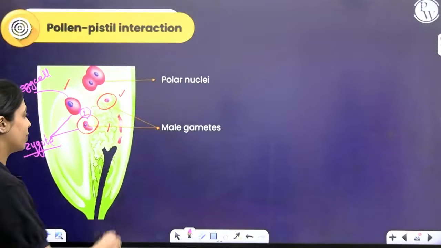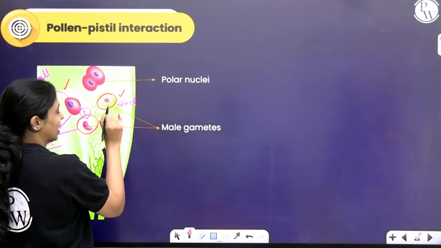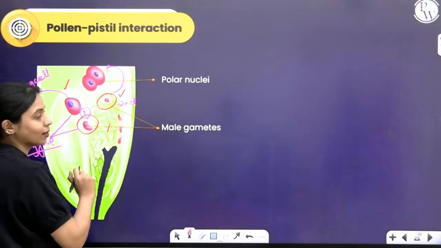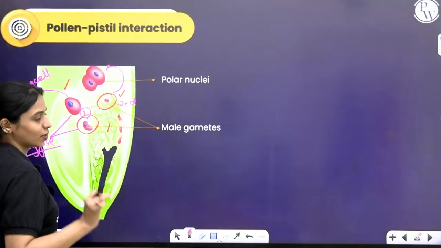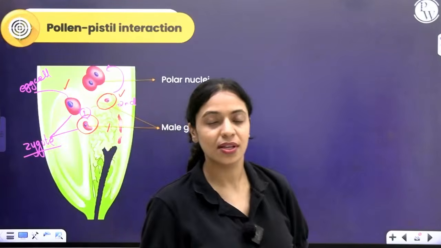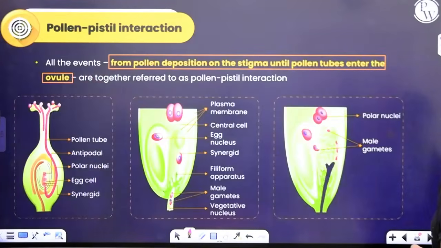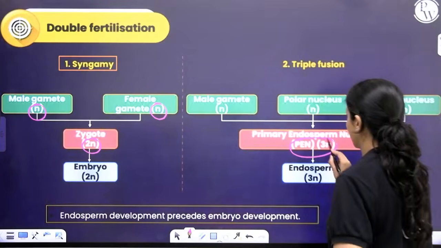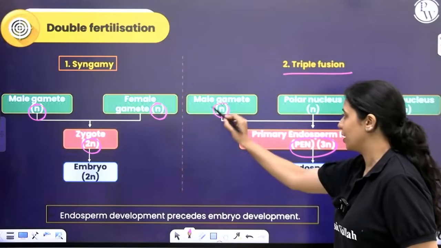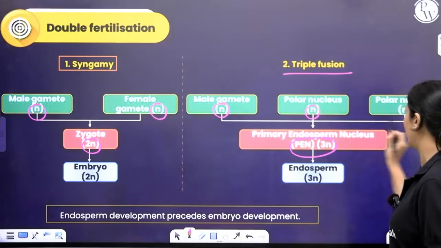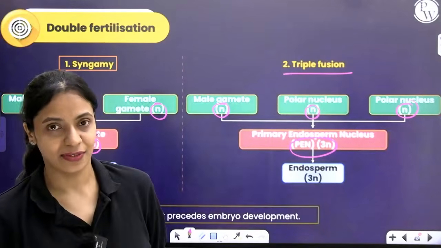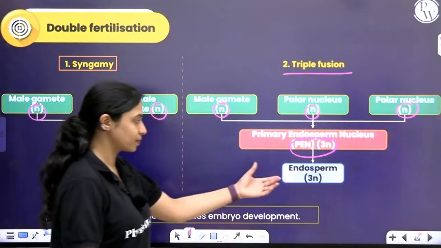What happens to the second male gamete that is here? The second male gamete will fuse with the polar nuclei. Remember, in the embryo sac there were two polar nuclei. These two polar nuclei first fuse to form something called the secondary nucleus, and to that the second male gamete will fuse to form a triploid structure called the primary endosperm nucleus. So this process is called triple fusion. This is also a fusion event where the second male gamete, which is haploid, will fuse with the two polar nuclei to form a triploid structure, which is called the primary endosperm nucleus. Eventually that will divide and give rise to the endosperm.